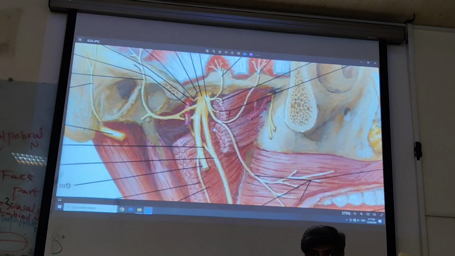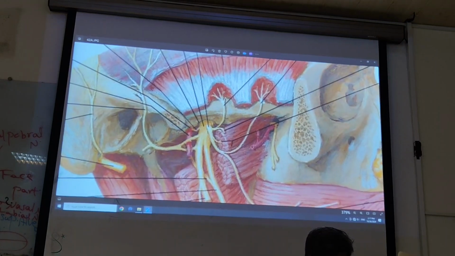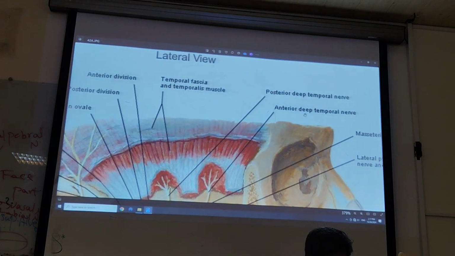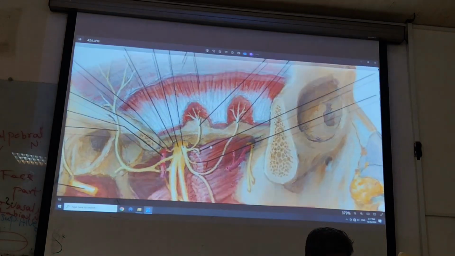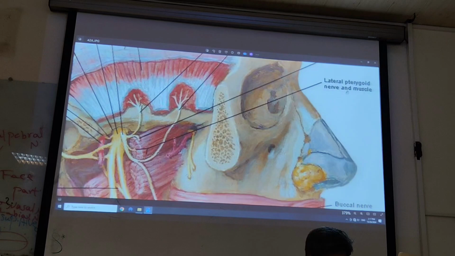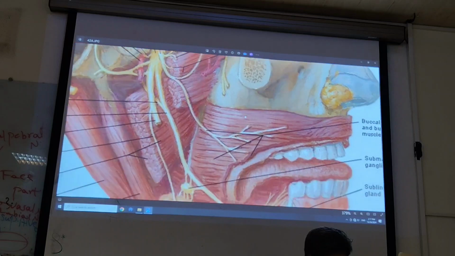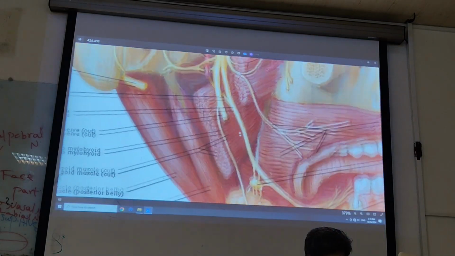The anterior division contains these branches: anterior deep temporal nerve, posterior deep temporal nerve, masseteric nerve, lateral pterygoid nerve, and buccal nerve. Buccal, motor or sensory? Sensory.